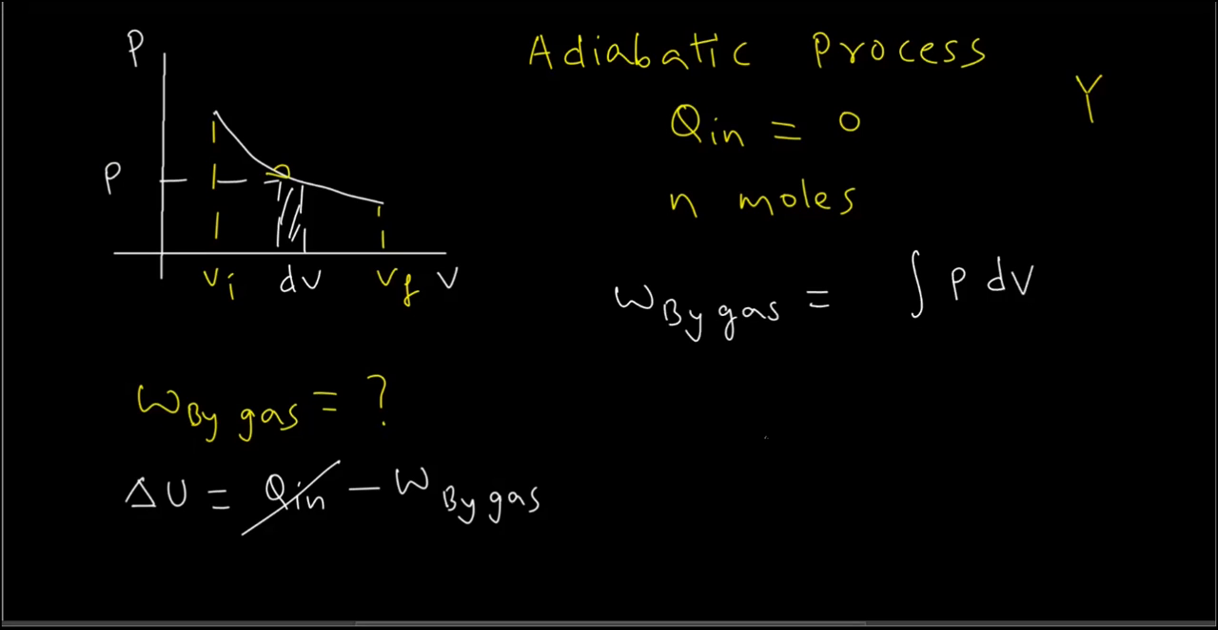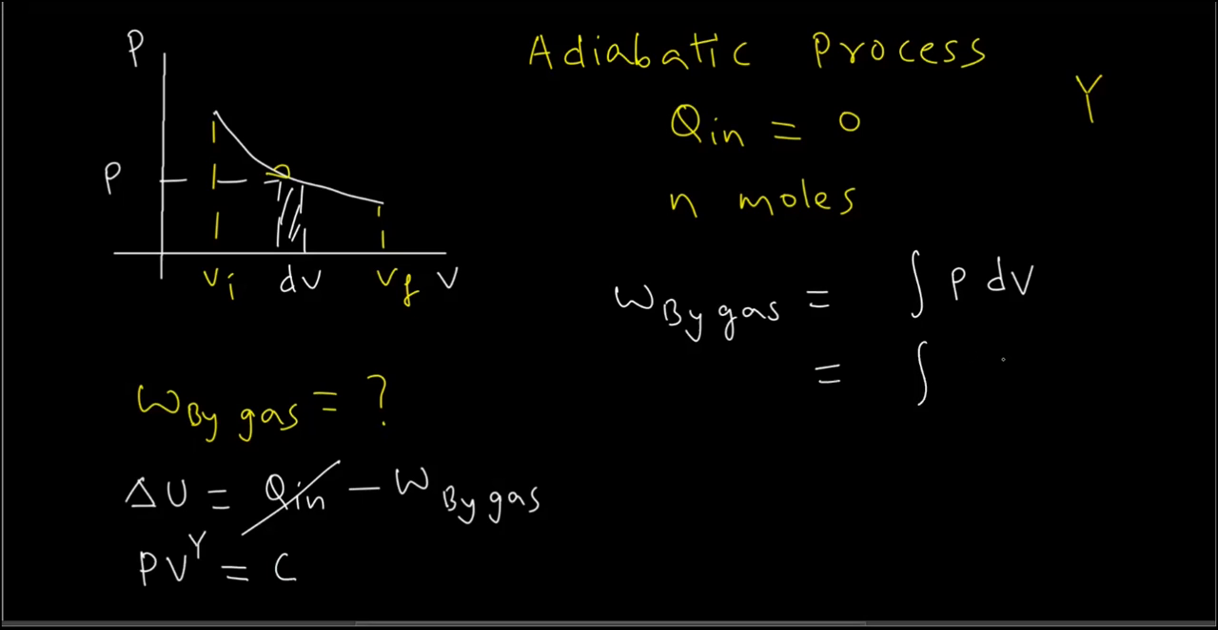Now, how can I write, let's say, somehow I need to write, because pressure is changing, volume is changing. I cannot have both of them when I'm integrating. But you know that P into V to the power gamma is some constant C for an adiabatic process, right? So all you have to do is substitute here.